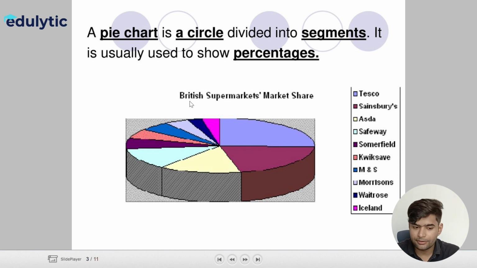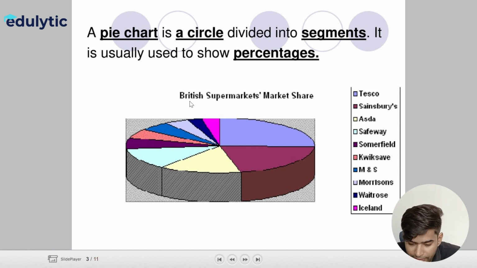As you can see on your screen, a pie chart is a circle divided into segments. It is usually used to show percentages. Now the presented pie chart on your screen shows British supermarkets' market share. Now, there are different segments. Each segment is identified by a different color, and each color is signifying a different entity, and all these entities are given on the side of the graph, and this is known as the key, given in order to understand and extract the required information.